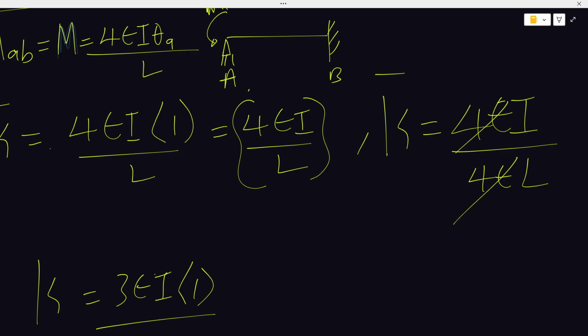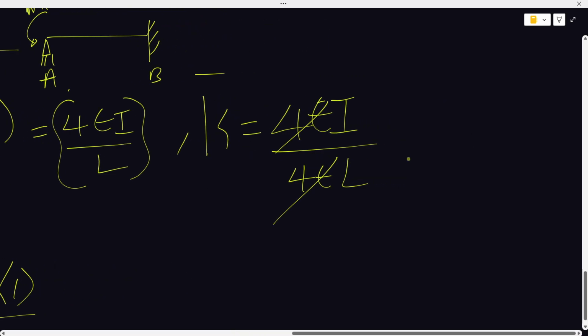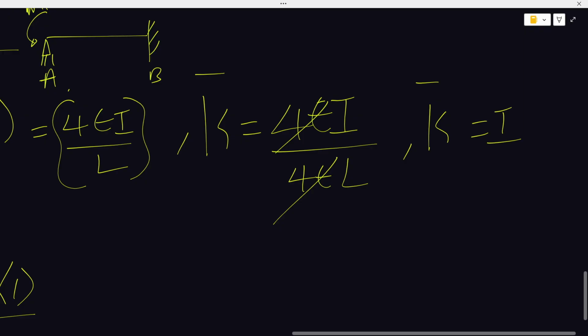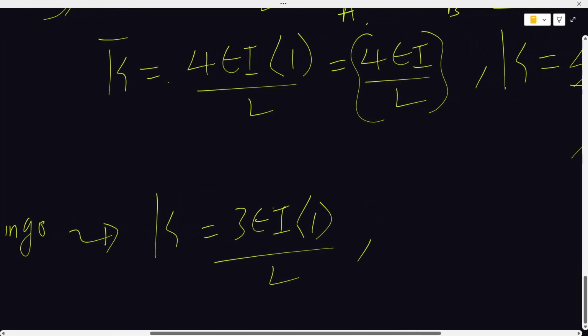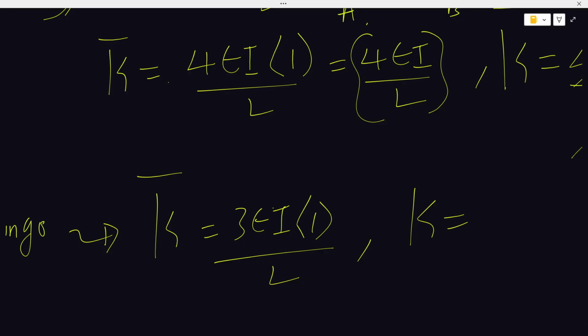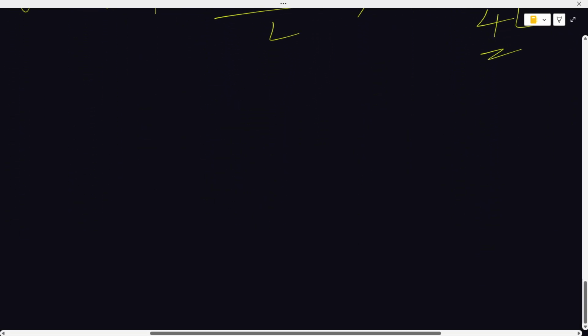So I will have this for relative member stiffness. Similarly, this is K prime, K is 3I. Dividing it by 4, you have this. So with this in mind, we can proceed to the next concept.